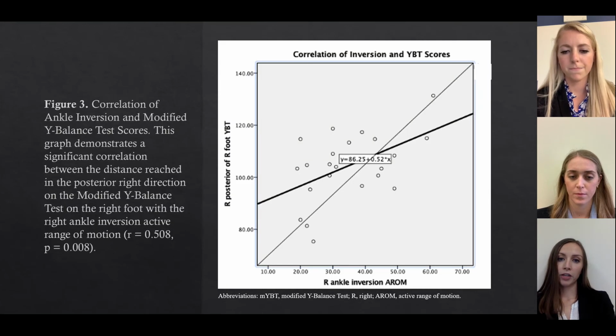Here's a scatter plot we created between the most important findings in our research. We see right ankle inversion at the bottom of the graph and right posterior right reach on the y-axis of this table. So as you can see by the bolded line, it represents the best fit line of all the data points. As individuals demonstrated more inversion, they were generally able to reach further in this said direction.